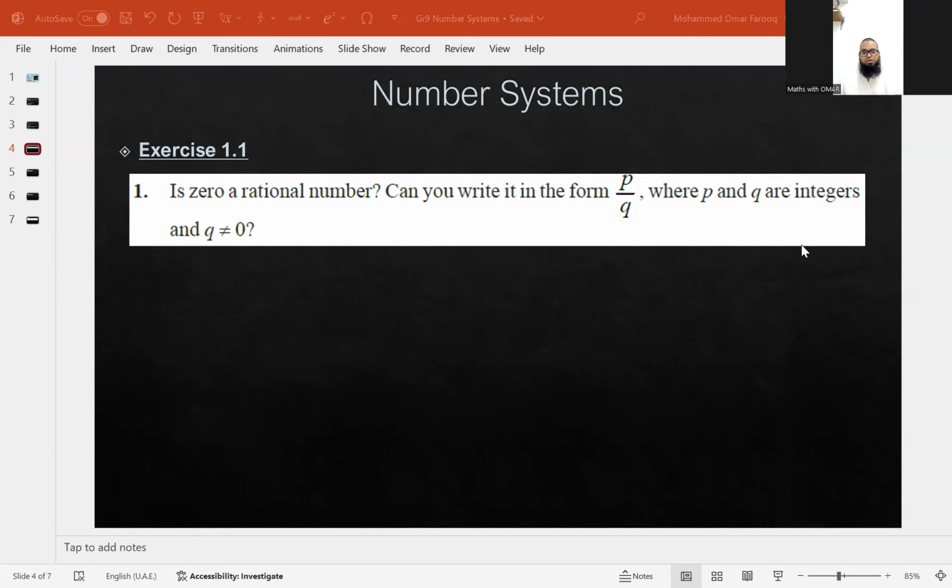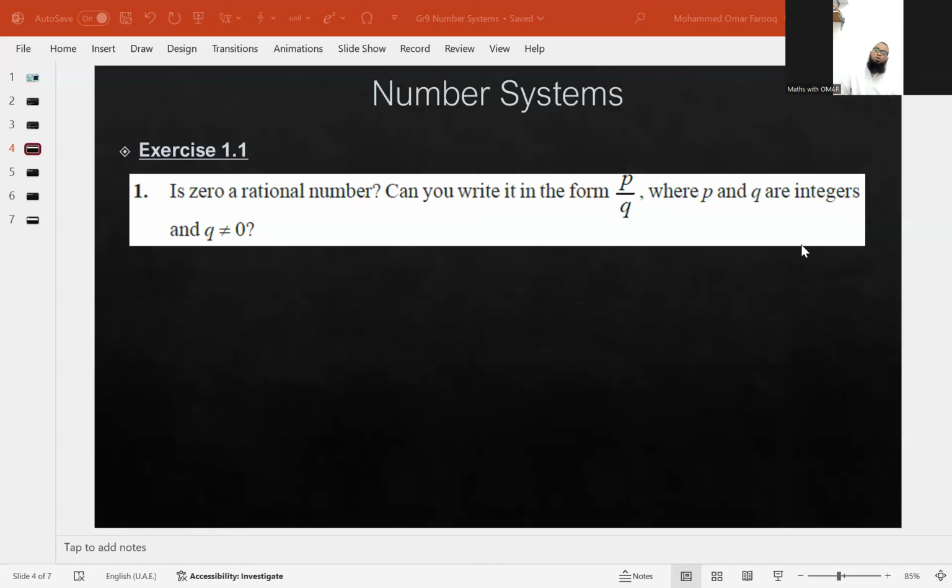Rational numbers are the numbers which can be represented in p by q form, in fractions, in numerator and denominator, where numerator and denominator are integers. Is it right? And the denominator q is not equal to 0. Okay. Now, we have already seen the decimal expansion of rational numbers. What is the decimal expansion of rational numbers? They are terminating or non-terminating repeating decimals. Is it right? This is what we have seen.